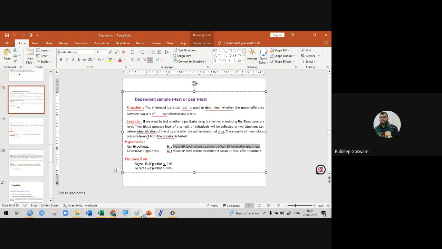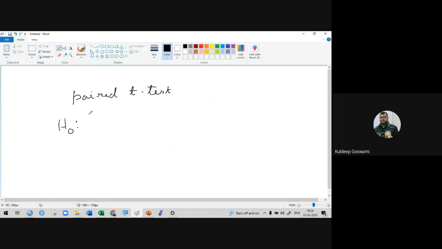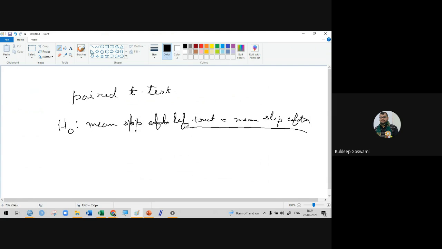For our case, it is like mean SBP after treatment, before treatment, equal to mean SBP after, right? And we are accepting this null hypothesis, which means what?